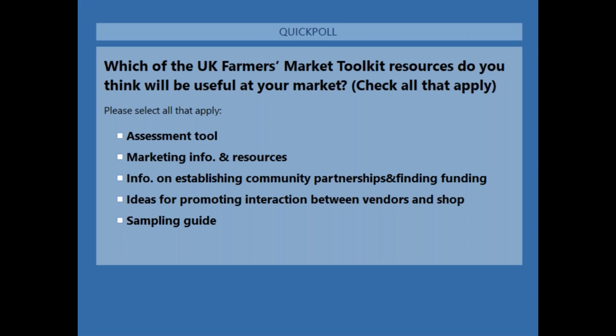All right, it looks like most of you think that the marketing information and resources would be helpful, as well as the information on establishing community partnerships and finding funding. That is an ongoing challenge, so I'm not surprised that popped up there. The assessment tool is another one that folks thought would be helpful.